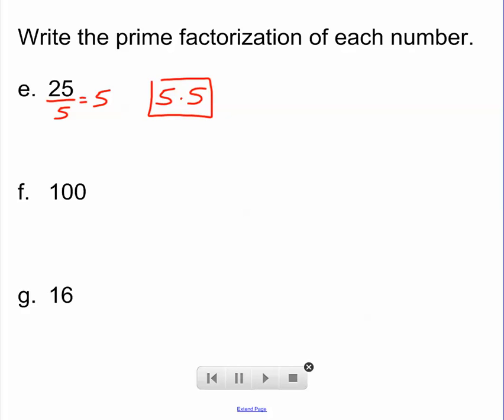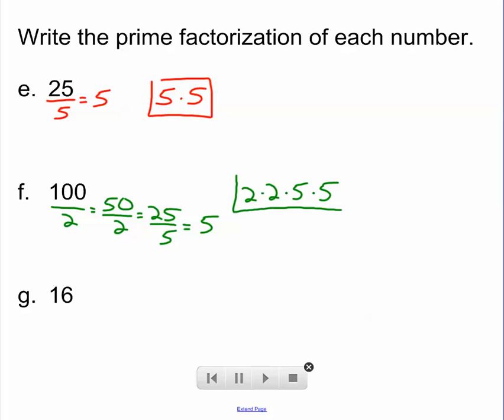Okay, what about 100? Is that divisible by 2? Sure. 100 divided by 2 is 50. 50 divided by 2 is 25. Okay, it's not divisible by 2 anymore. Is it divisible by 3? No. Is it divisible by 5? Sure. And we end up with a prime number. So the prime factorization of 100 is 2 times 2 times 5 times 5.